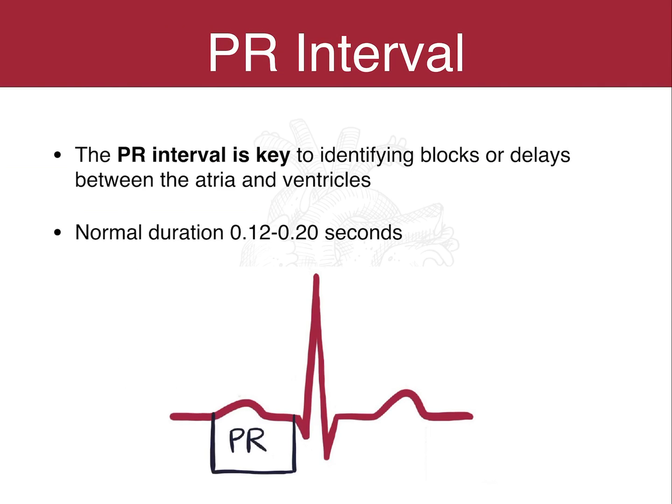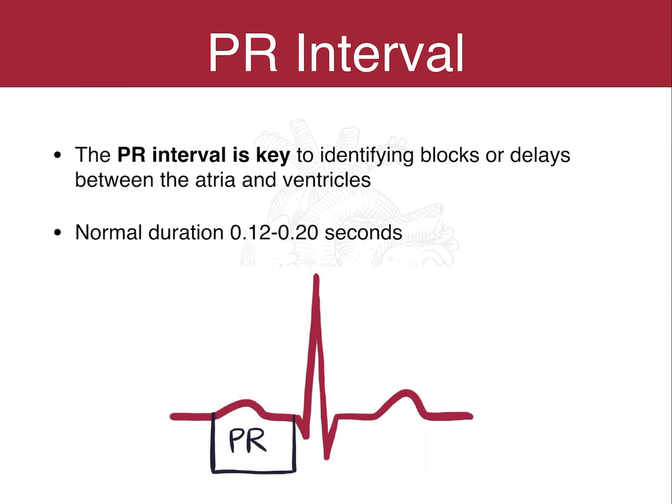Because we're talking about blocks that occur at the AV node, the most important interval for us to inspect is going to be the PR interval. And we've already talked about that being an important part of our systematic interpretation of the EKG. And so now that we have got to the AV heart blocks today, you'll see how important that is going to become. Well, why is it important to look at the PR interval?